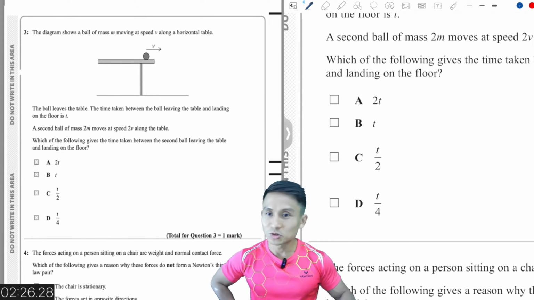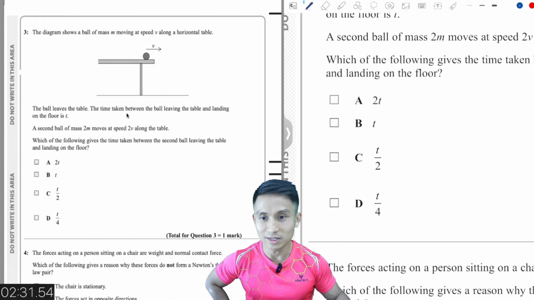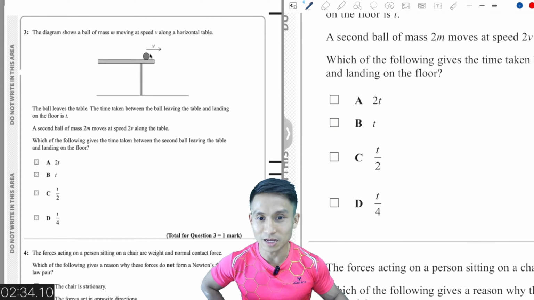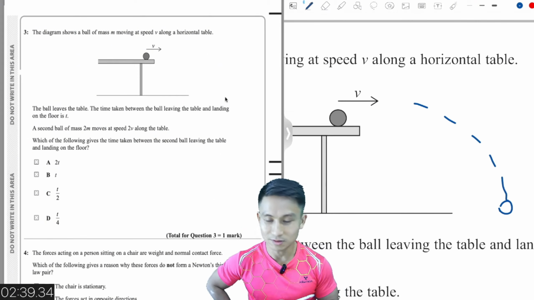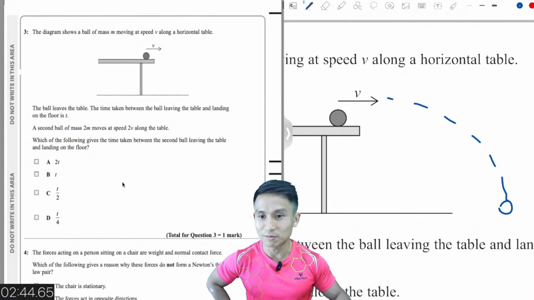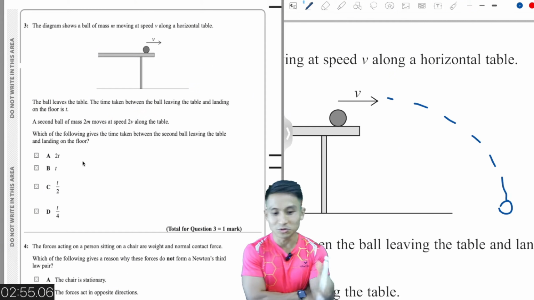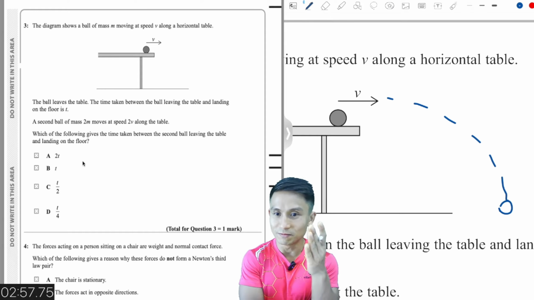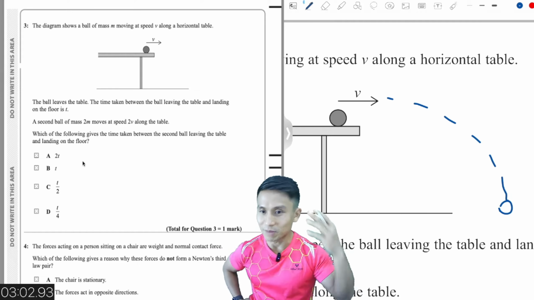Number 3: the diagram shows a ball of mass m moving at a speed v along the horizontal table. The ball leaves the table. The time taken between the ball leaving the table and landing is t, so that path takes time t. The second ball of mass 2m moves at a speed 2v along the table. Which of the following gives the time taken between the second ball leaving the table and landing on the floor? So it tells you that if you go with the speed v with mass m, it's going to take time t. The difference here is just the mass and the speed.